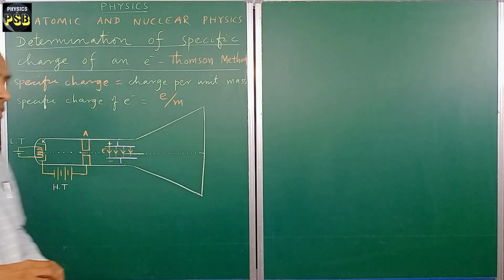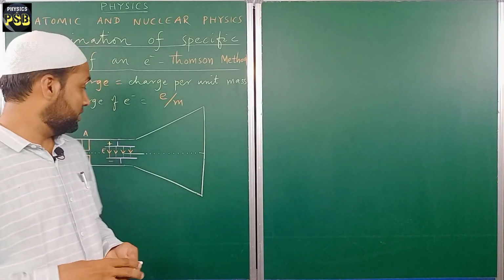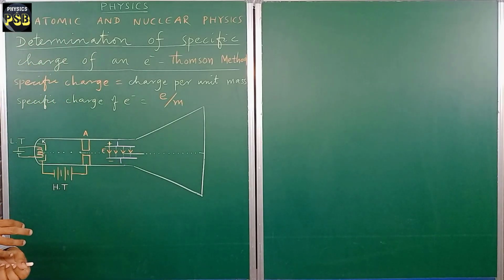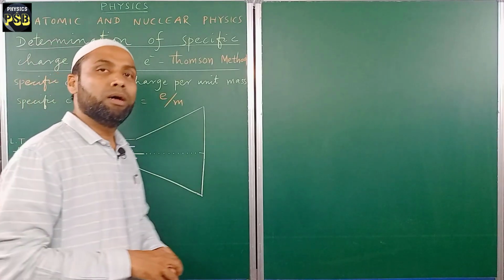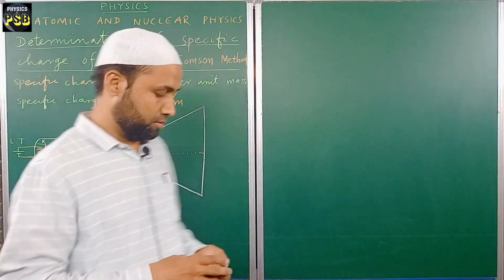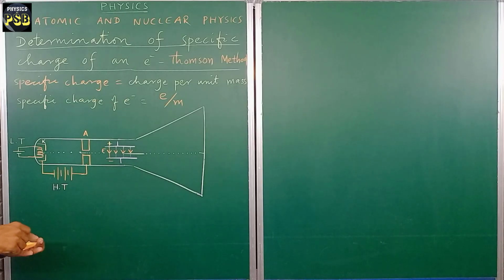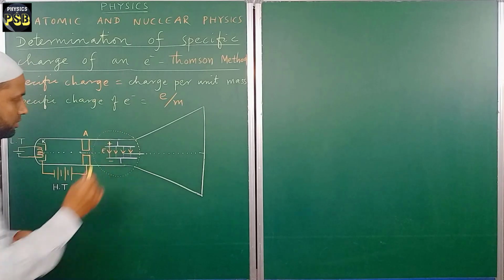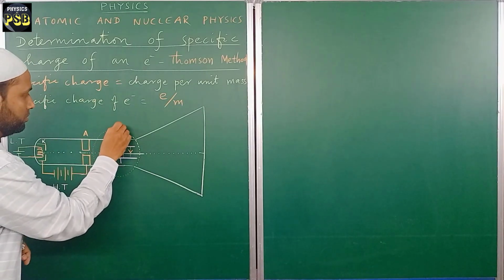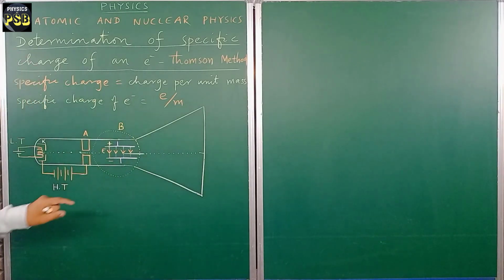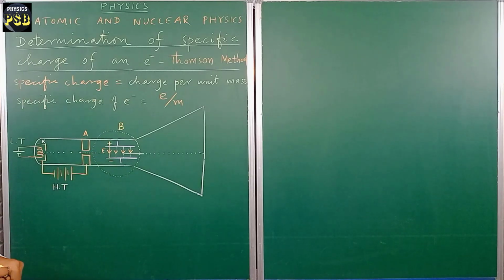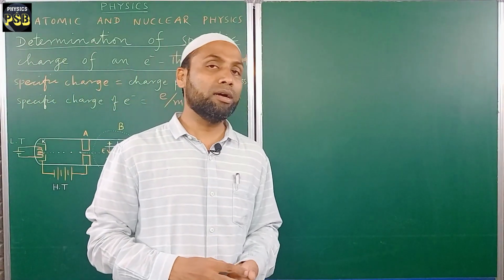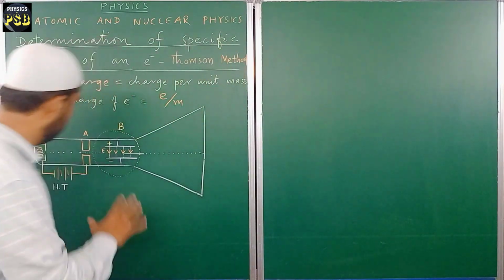Then a strong uniform magnetic field is also produced here with the help of electromagnets. This is the magnetic field representing letter B, which acts exactly perpendicular to the electric field. I told you this magnetic field is produced by a strong electromagnet. Got it? So this is the setup.